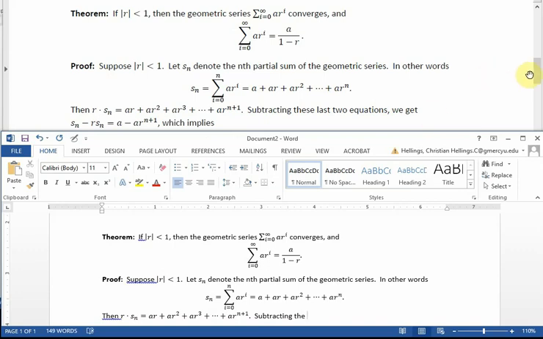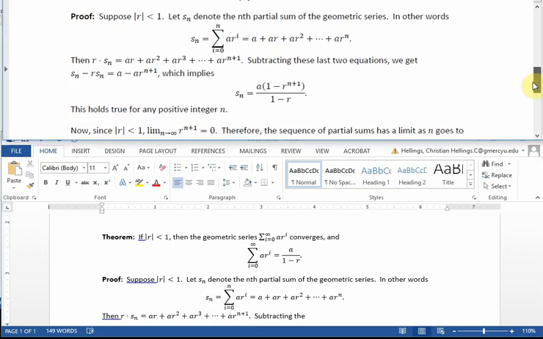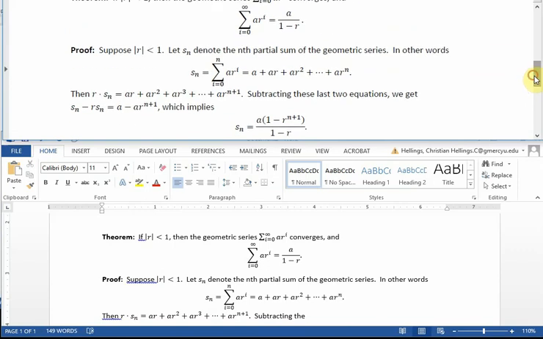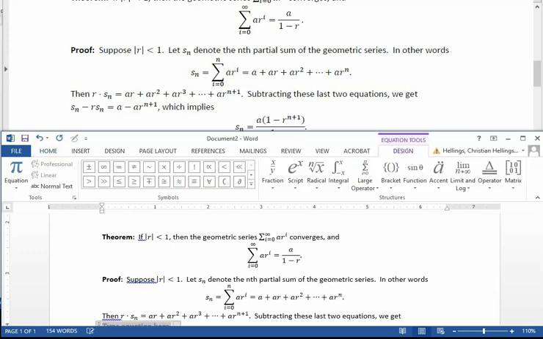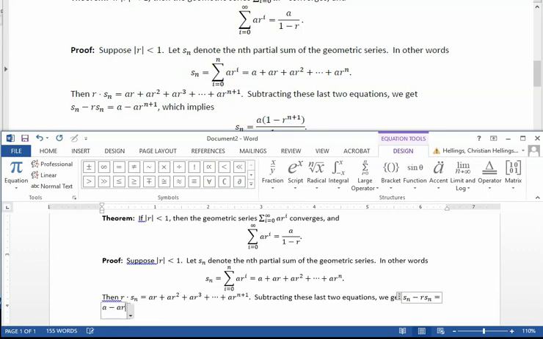Subtracting, okay. Oh yeah, for the next few lines, there's not going to be anything very new. If you want to fast forward, that would be fine. But there is something a little bit later on that I want to show you. Okay, S_n minus R S_n equals A minus A R^(n+1).